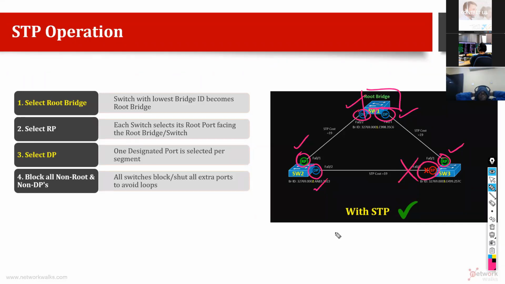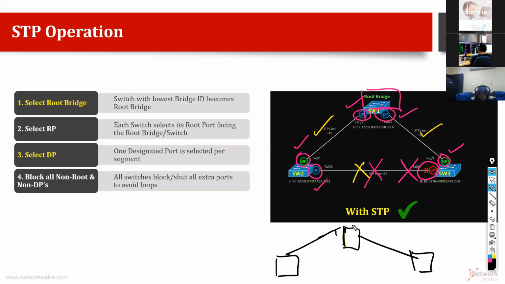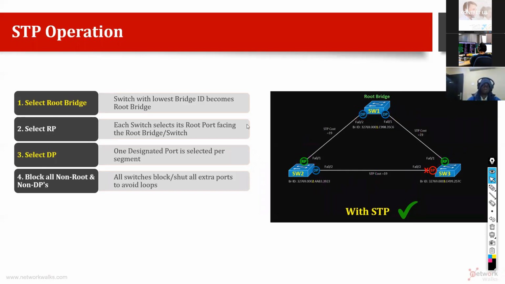So as a result, what have we got now? This link has been blocked, right? This link is up, this one is up, and this one is blocked. So finally, we got this kind of topology now. Of course, there is no chance of loops now because this link has been blocked temporarily. Clear, guys? Let's go to the big example now.